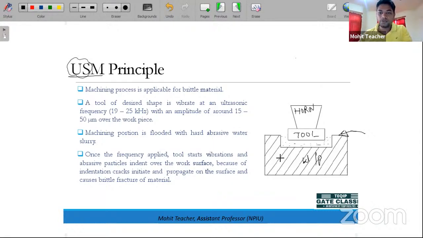So we are using the abrasive slurry here. We are putting the abrasive slurry. The meaning of this abrasive slurry is that it is basically the combination of abrasive particles plus water.